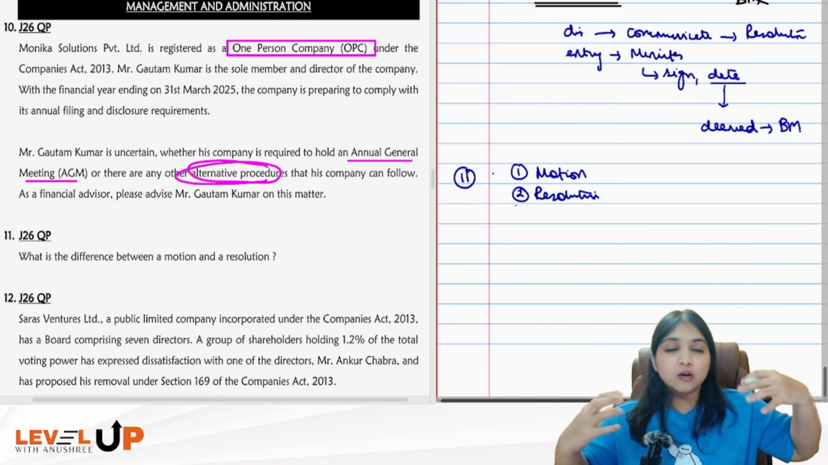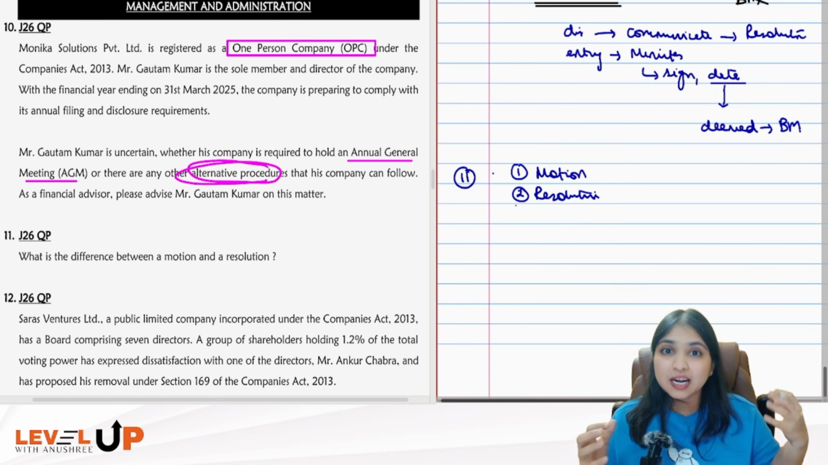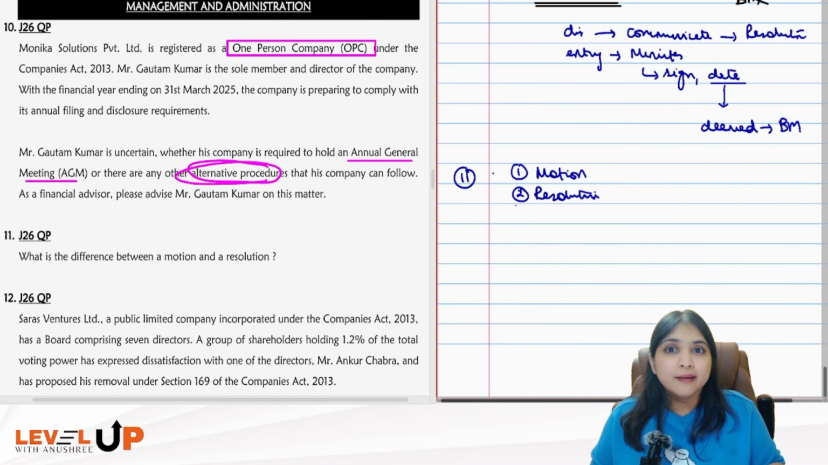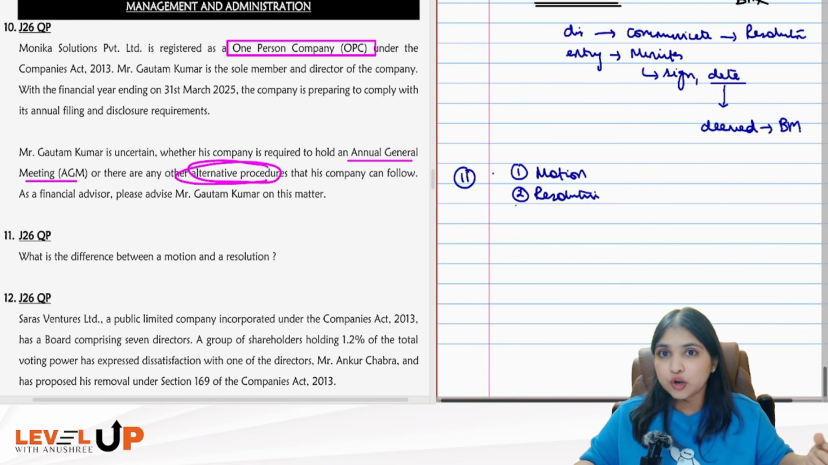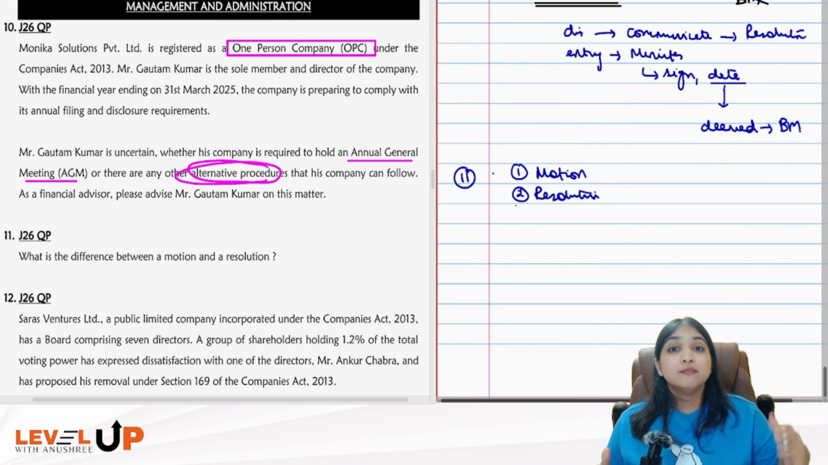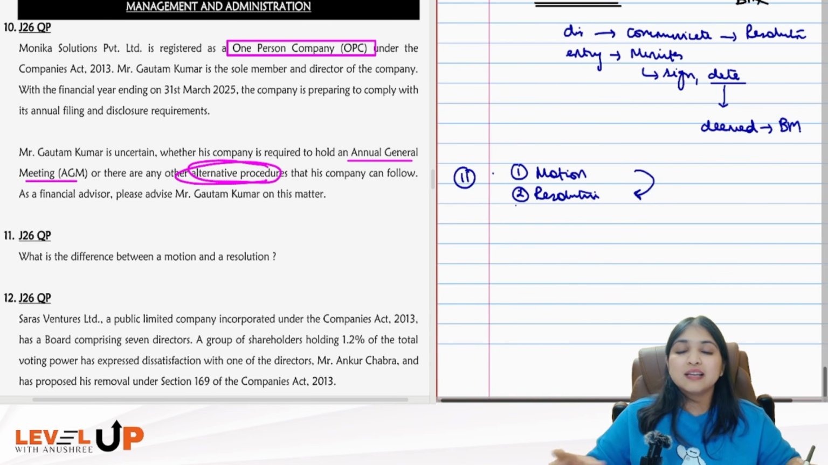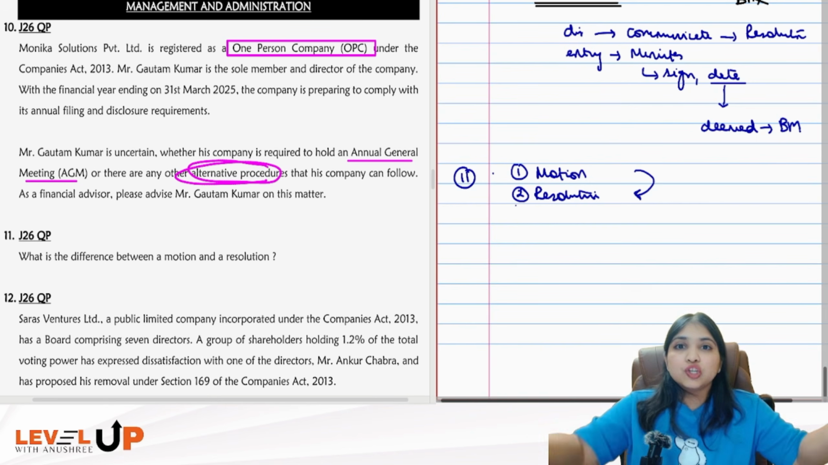So this proposal, that let's issue sweat equity shares, is called a motion. Then for this motion, the shareholders will start voting. If it is an ordinary resolution and we get majority vote, or if it is a special resolution and we get three-fourths majority, then we say that the resolution is passed. So that proposal is called a motion, and that motion is followed by a resolution.